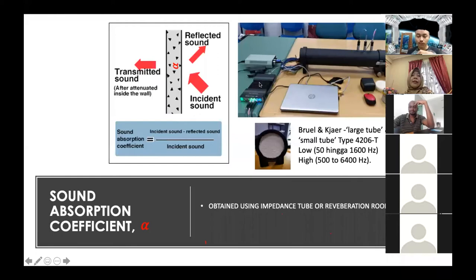So this tube, the impedance tube, measures the alpha here. This is the noise generator, and we put a sample here.